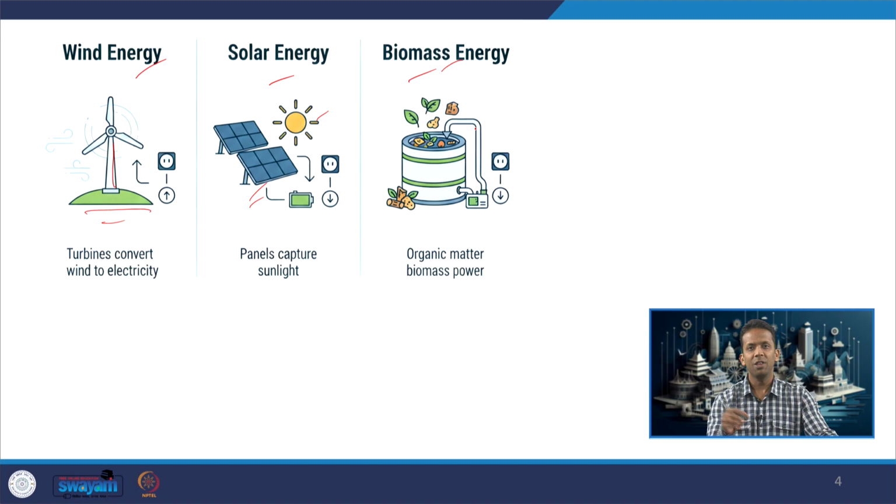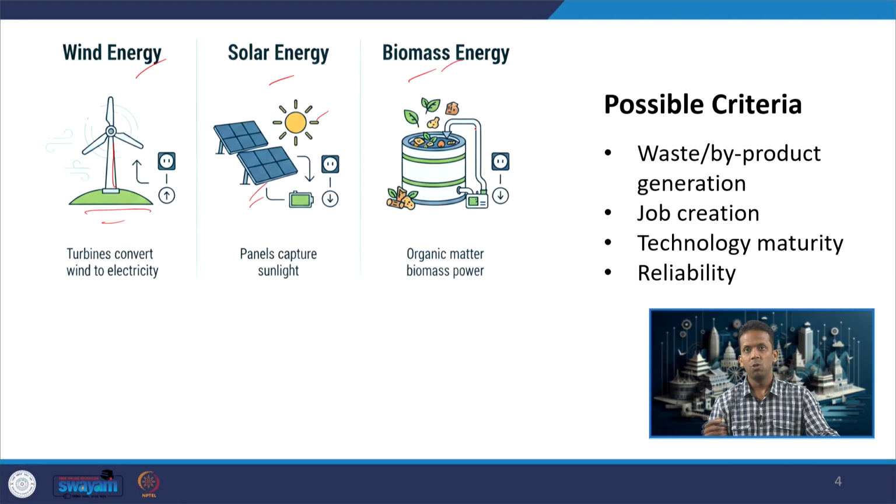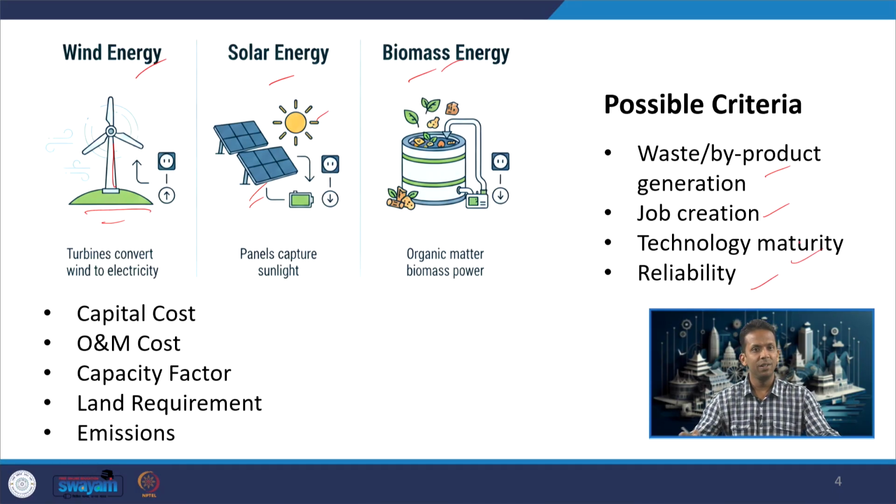If I ask you to list down how many criteria would be important to make a decision on which one of these to choose, some of the criteria can be waste or byproduct generation, job creation, that is employment, technology maturity, reliability, then the cost obviously, and costs are of two types, capital cost and operating and maintenance cost. Then capacity factor: the 50 megawatt plant is a huge plant, so at what plant load factor or capacity factor these plants are going to operate would make a difference.